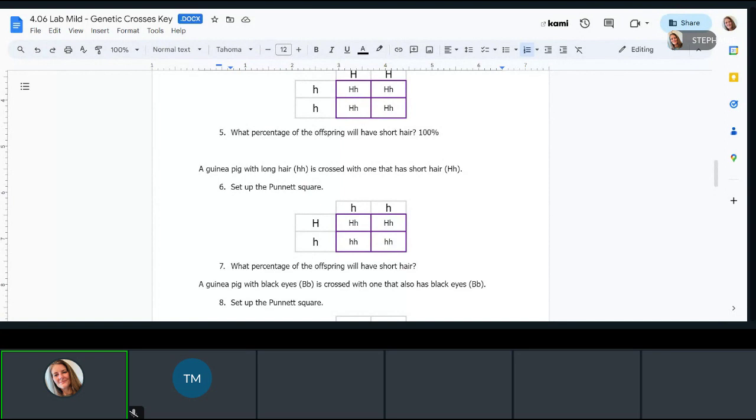Well, are you understanding how we're doing this? Are you seeing it? Okay, so let's finish this one question and then you can go finish it, okay? So let's do number 7, and then you can go finish it on your own, as long as you're understanding it, okay? So what percentage of offspring will have short hair for number 7?